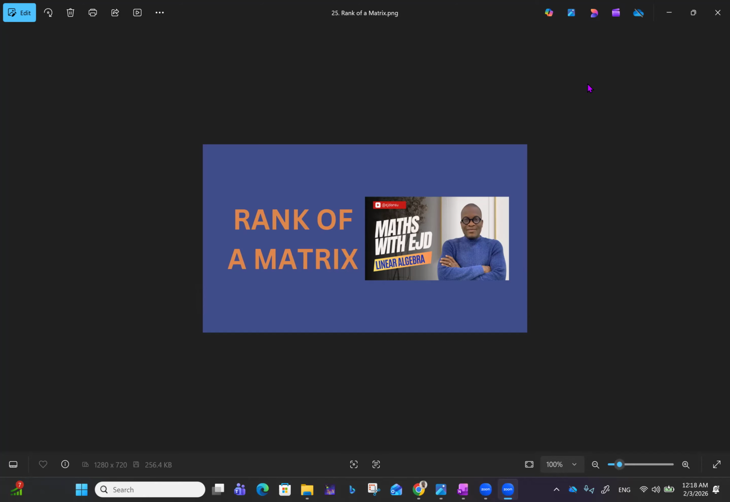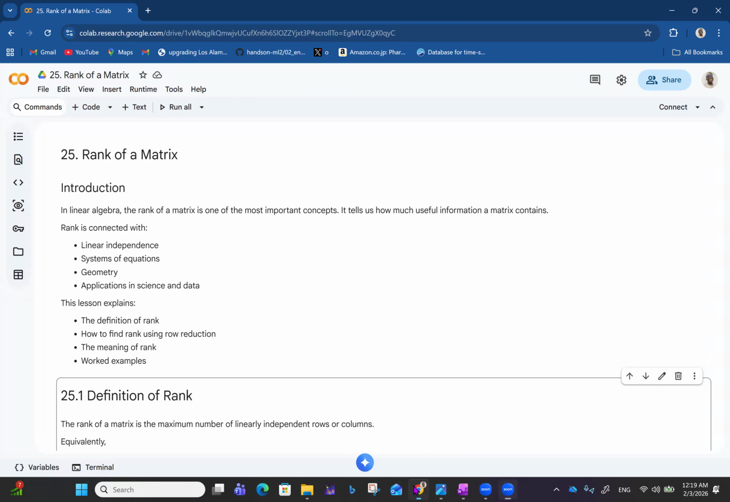Okay, still talking about the structures of linear systems. In this next video, we'll be talking about the rank of a matrix. We already made mention of rank in the previous video, but here we are emphasizing the idea of rank. How do you find the rank of a given matrix? And all of that is what this video is meant for.